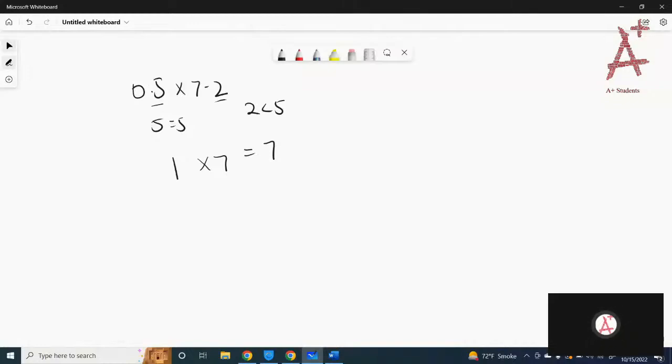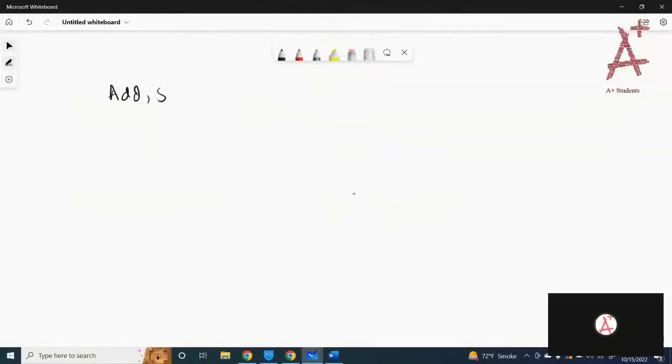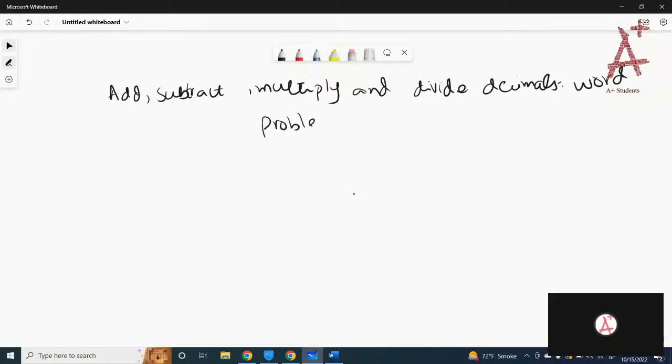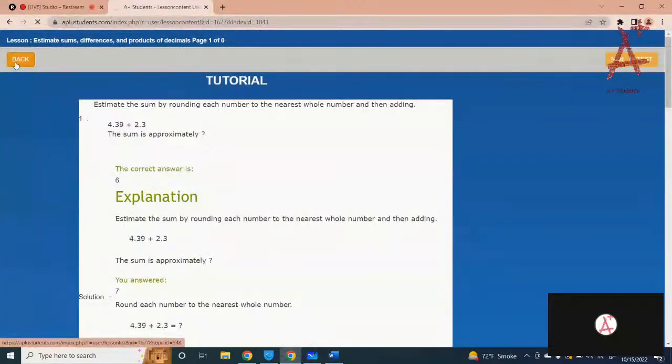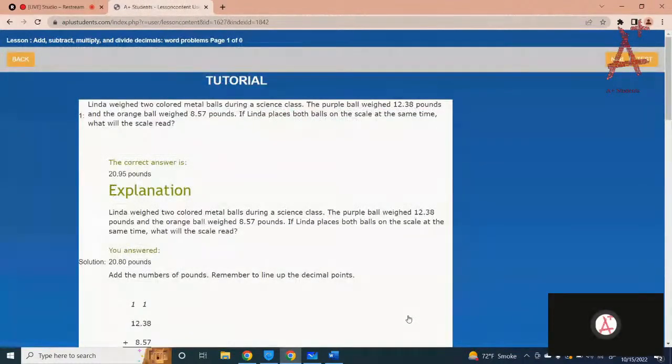The next one is add, subtract, multiply, and divide decimals word problems. Okay, let's start with the first one.